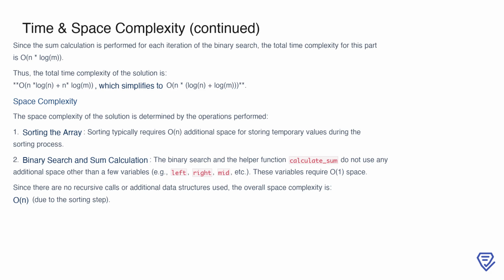The binary search and the helper function, on the other hand, do not use significant additional memory, as they rely on a few variables such as left, right, and mid, which require only O(1) space. Since there are no recursive calls or additional data structures involved, the overall space complexity is determined by the sorting step, resulting in O(n). This efficient use of space is a notable advantage of the solution.